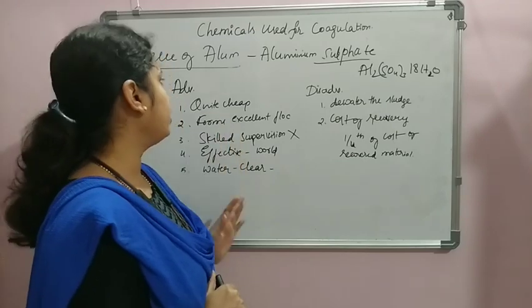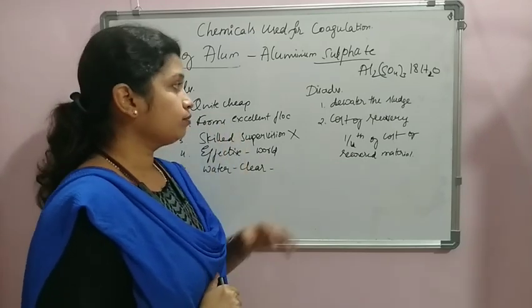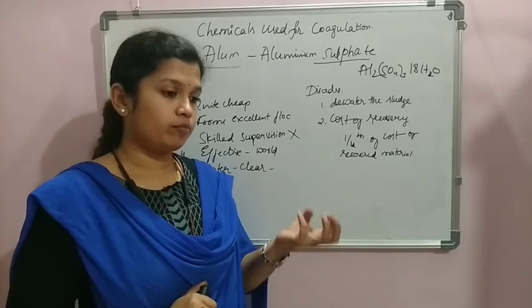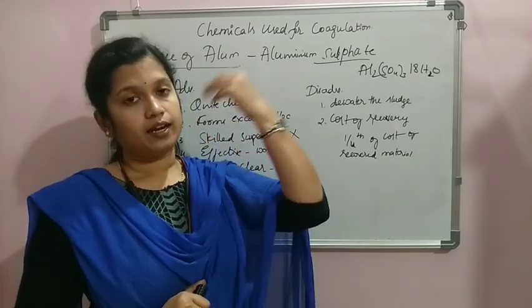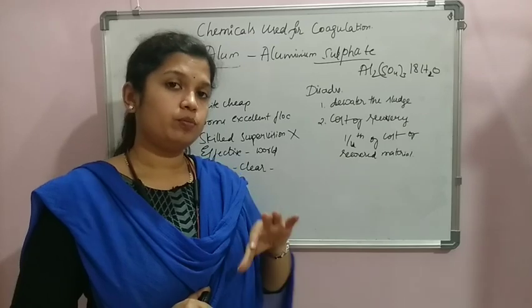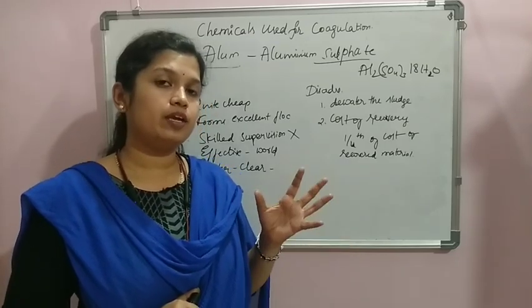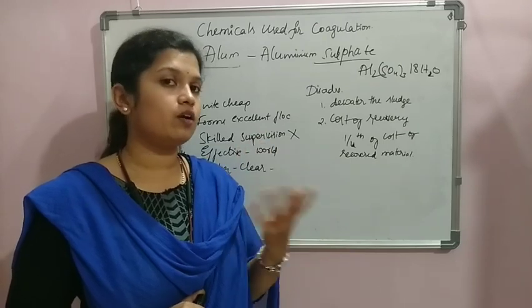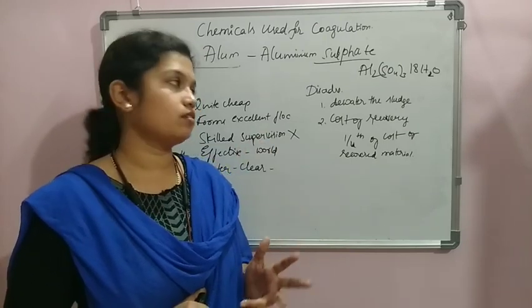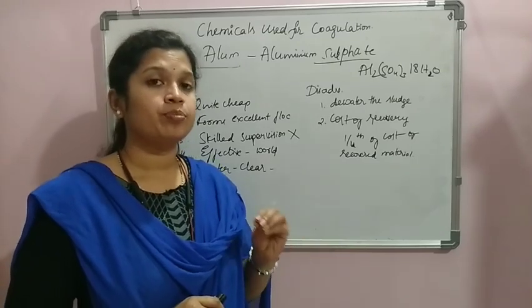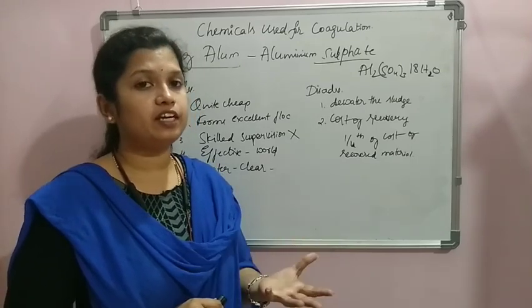These are the main advantages of the alum. And what are its disadvantages? As we told, the floc that is formed sticks to the colloidal particles and gets settled to the bottom. In other cases, the sludge we get in the sedimentation tank will not be that sticky because we are not using any chemicals which are gelatinous. Here in this case, the sludge we get is completely gelatinous, and dewatering of the sludge is very difficult.